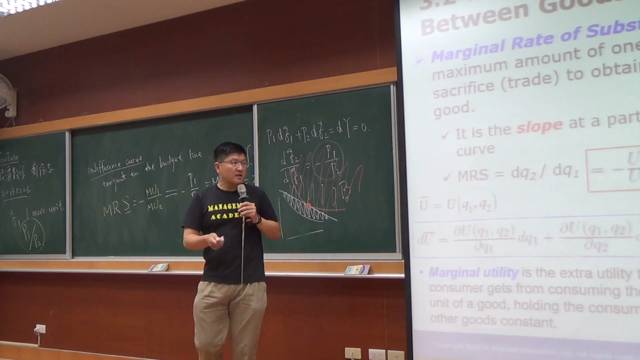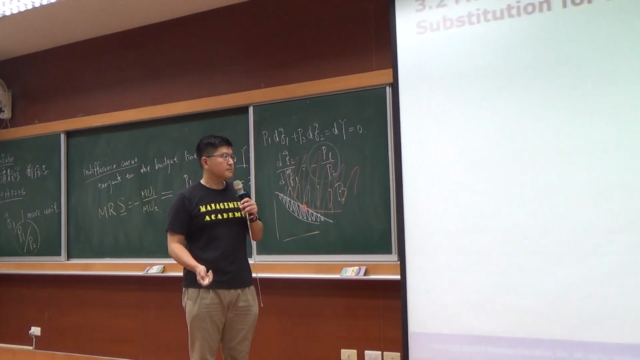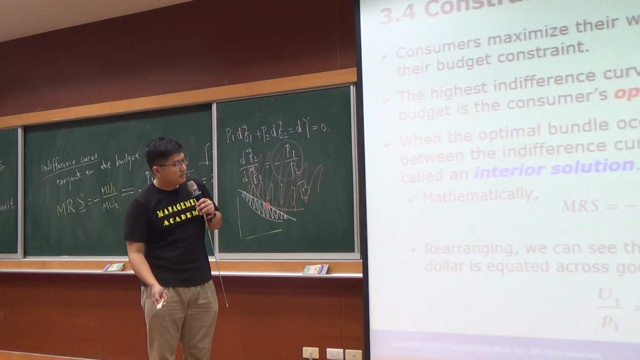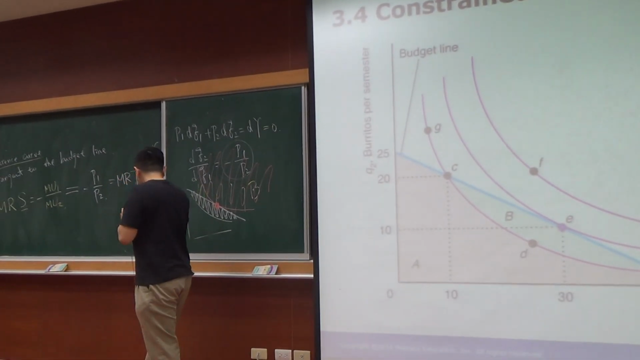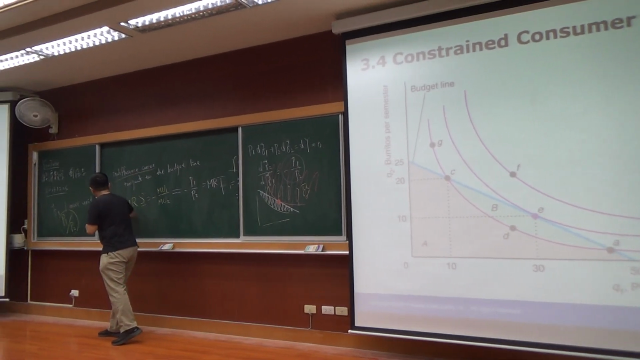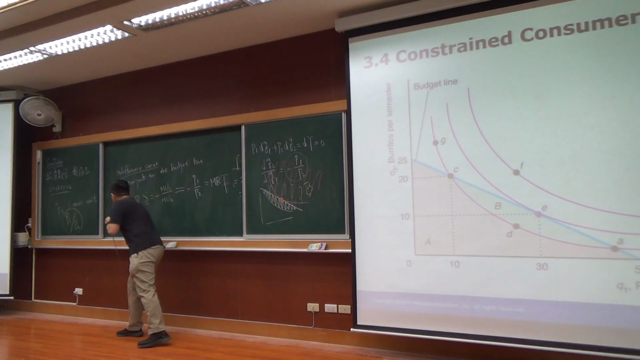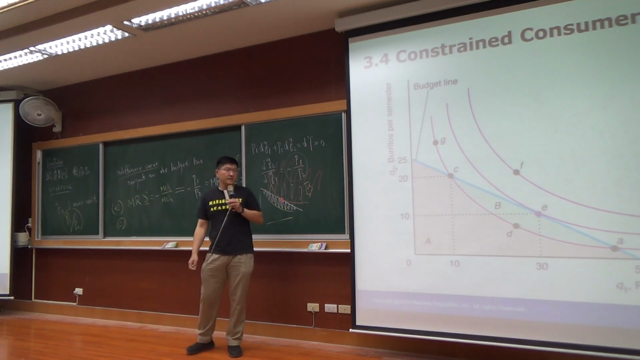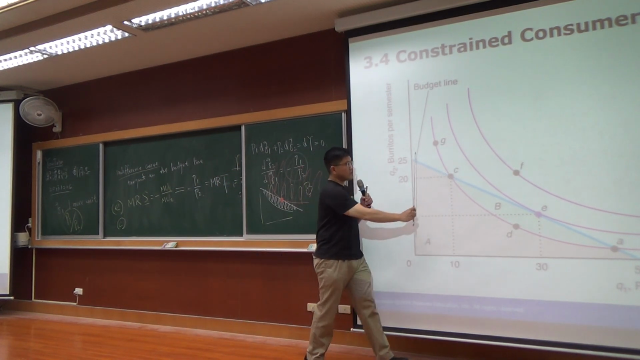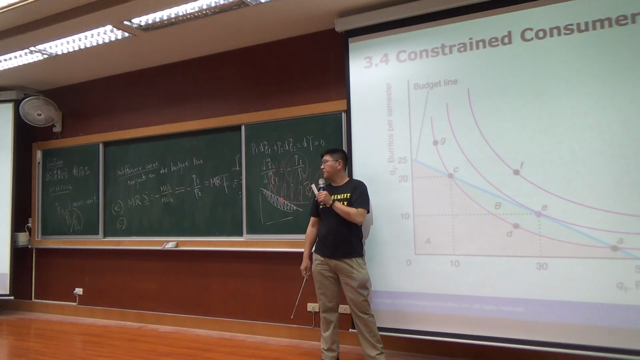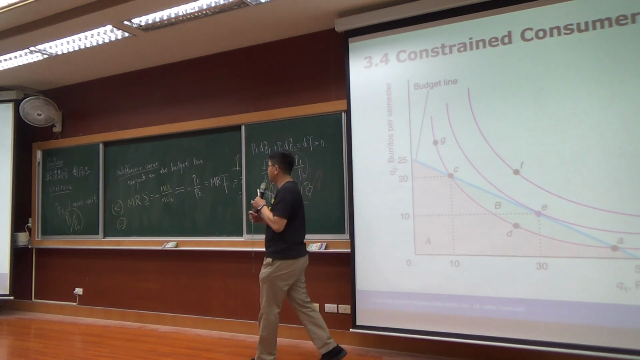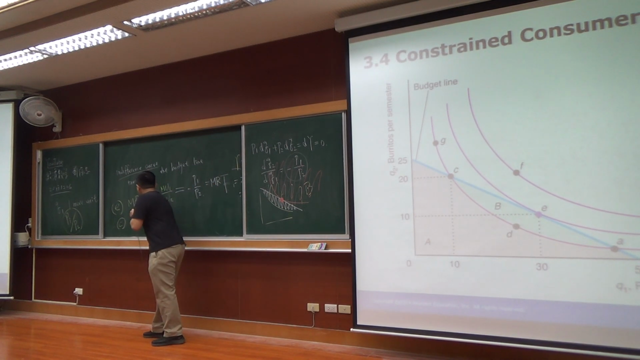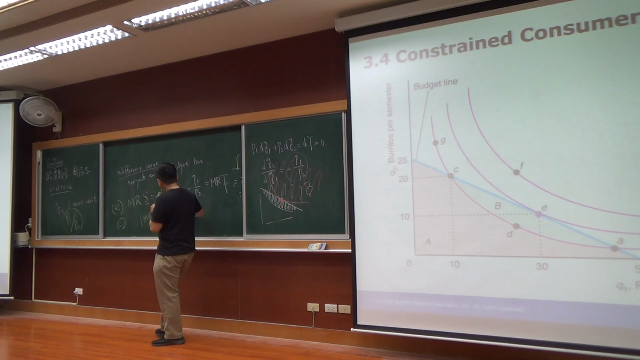So the tangent point, point E, must satisfy this. So this is for point E. What do you think about point C? At point C, you see a steeper slope of the indifference curve, right? And a flatter budget line. So in this case, the MRS, the absolute value, is greater than MRT. Is that right?